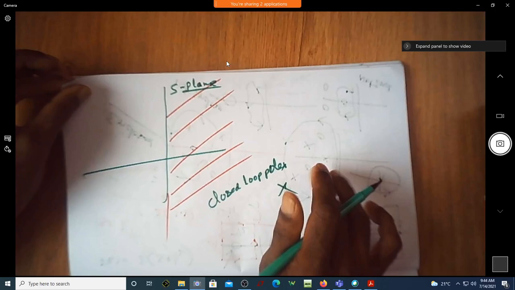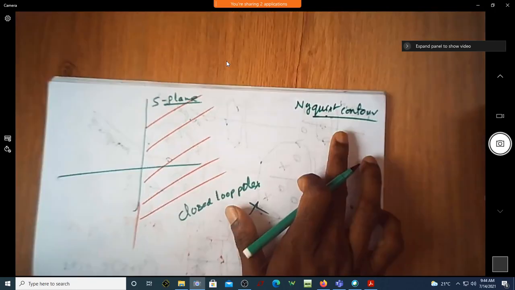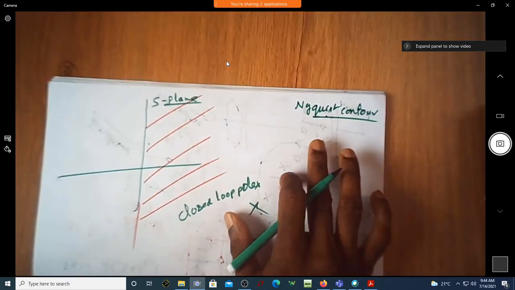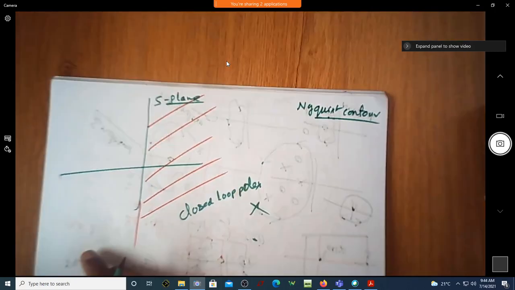How to ensure that? We took some random contours here. So we define a contour which is called the Nyquist contour. Nyquist contour is one which covers the entire right hand side of the S-plane. This is your S-plane. How do you cover the entire right hand side of the S-plane? What is this distance from here to here? Here to the entire end of your infinity.